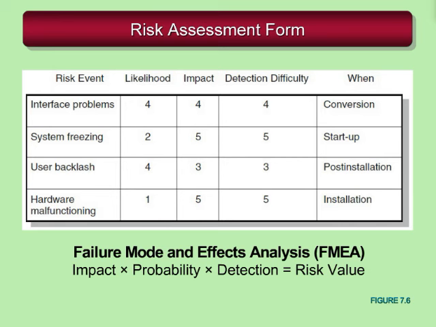And in this failure mode and effects analysis, FMEA, we just multiply the values, the impact times the probability times the detection, and we get a risk value. And then obviously the ones with the higher number we need to manage and have more plans in place if those things happen, and the ones with the lower value we can probably address in some easier way.